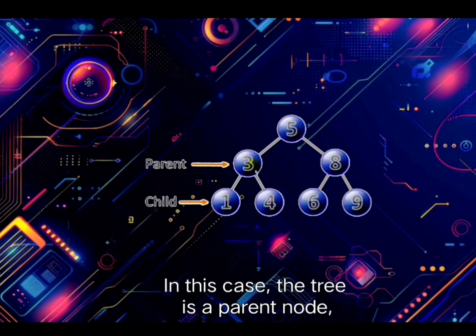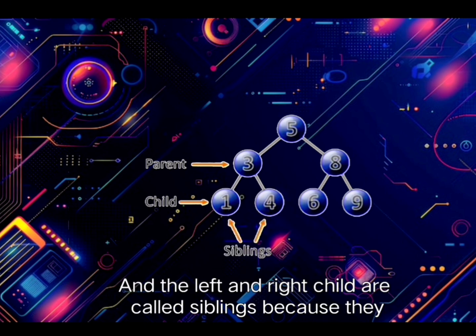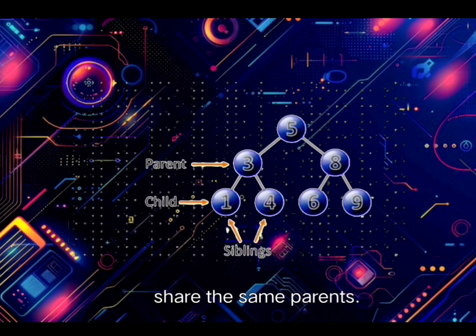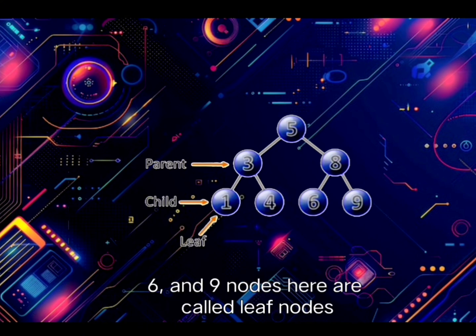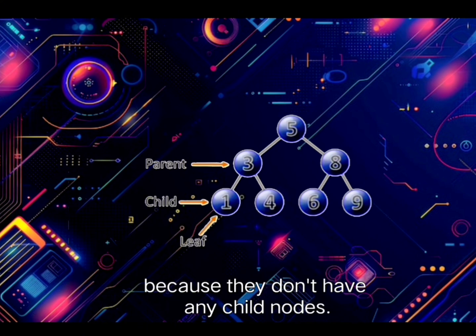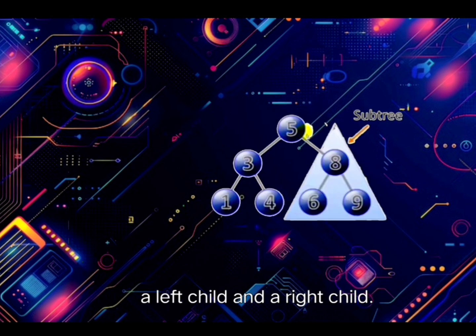In this case, the root is a parent node, and it has a left child and a right child. The left and right children are called siblings because they share the same parent. The 1, 4, and 9 nodes here are called leaf nodes because they don't have any child nodes. In a binary tree, each node can have up to 2 child nodes, a left child and a right child.